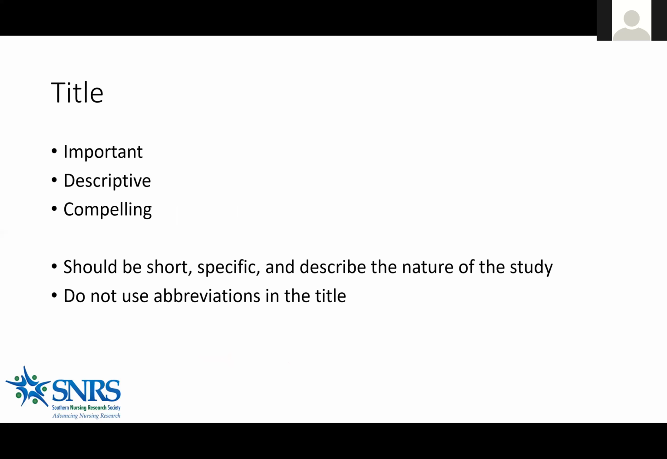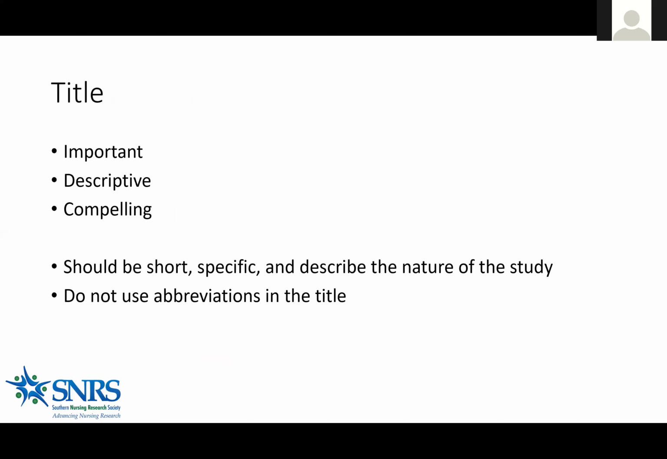So you need to come up with a title for your abstract. And this is not just something that is seen by the reviewer when they read and review your abstract, but it's also what's listed in the program. And so it's what draws people to even see your talk or your poster during the conference.